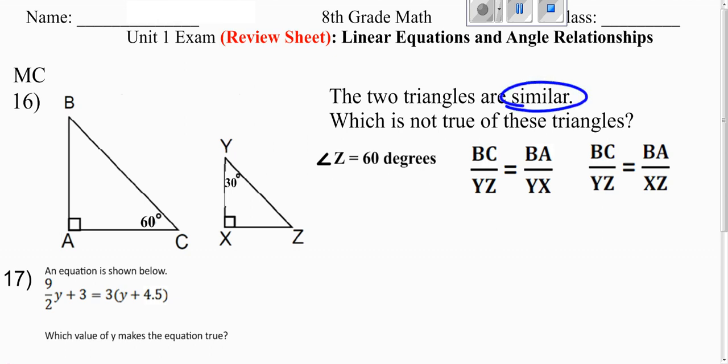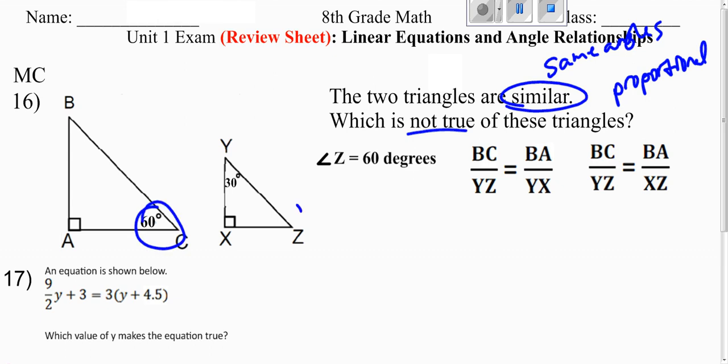Right away, similar. You should be thinking that they have the same angles and that they are proportional to sides. We did a question like this in class, which is not true. So angle Z is 60. No, that is true. So we don't have to look at that.